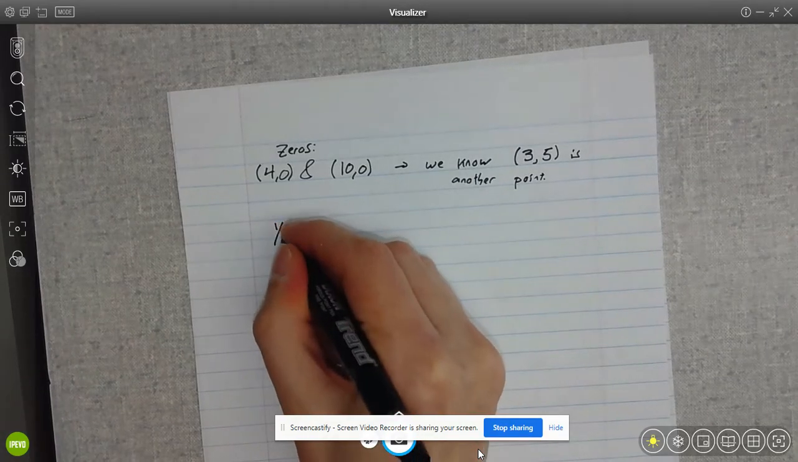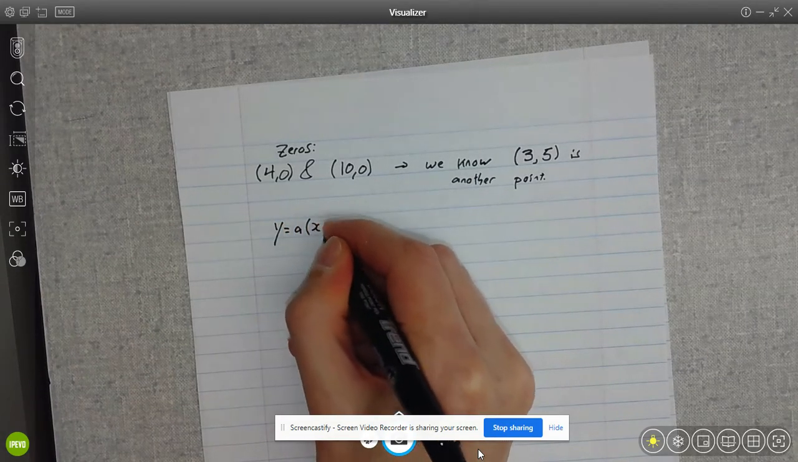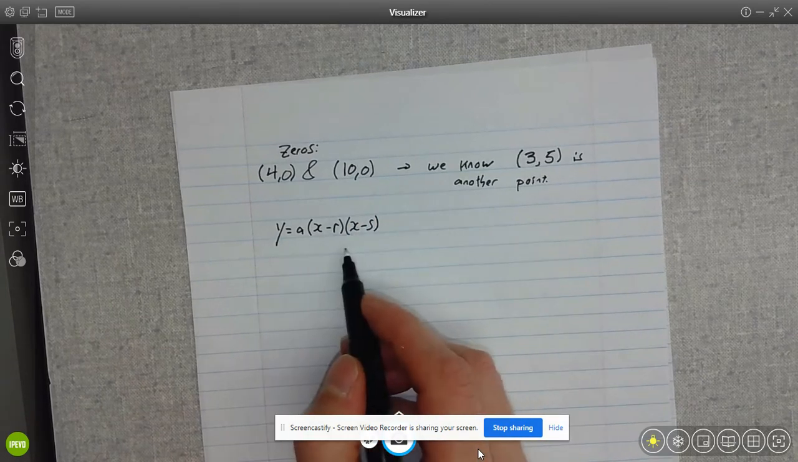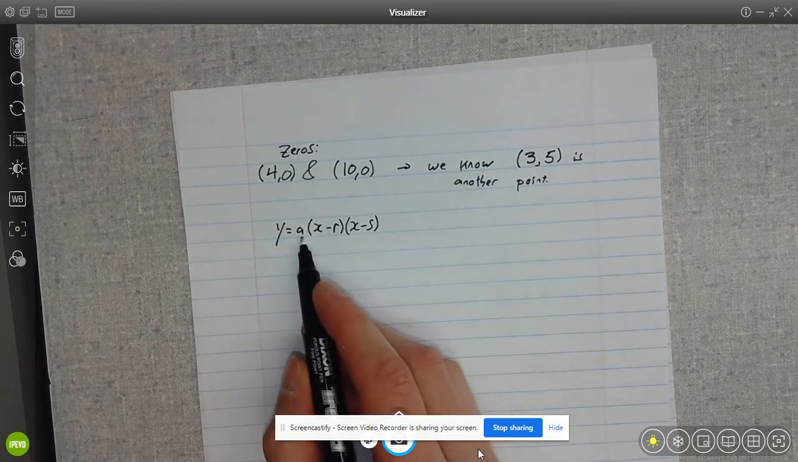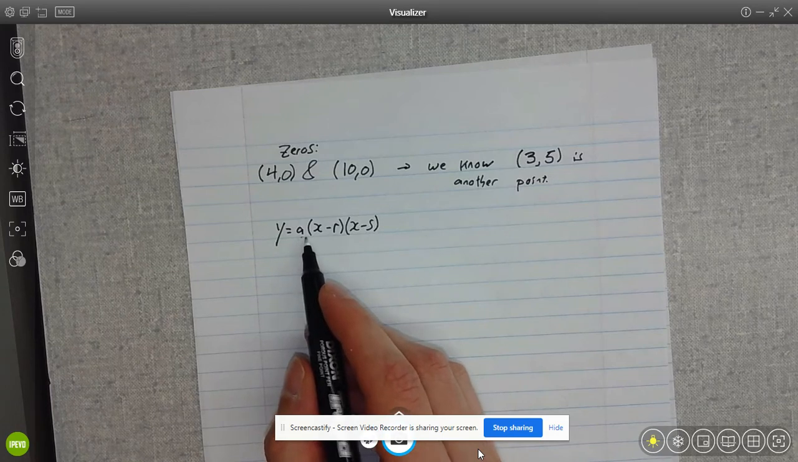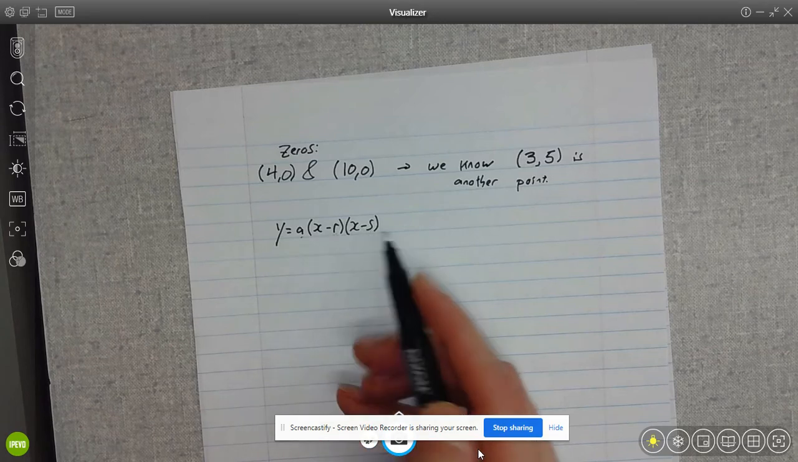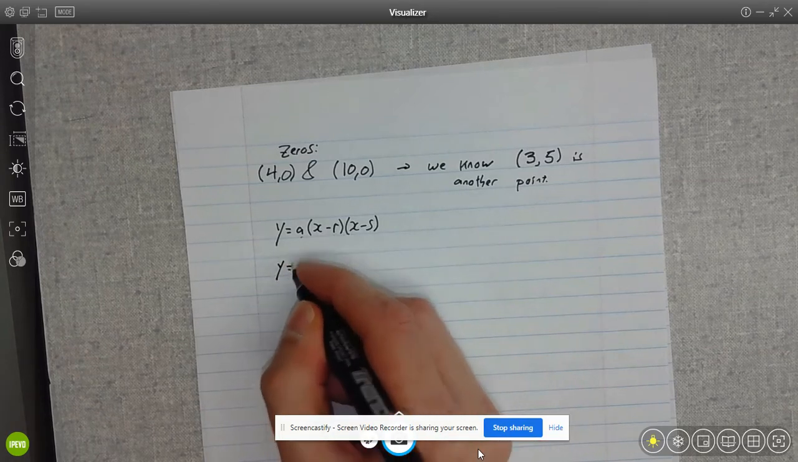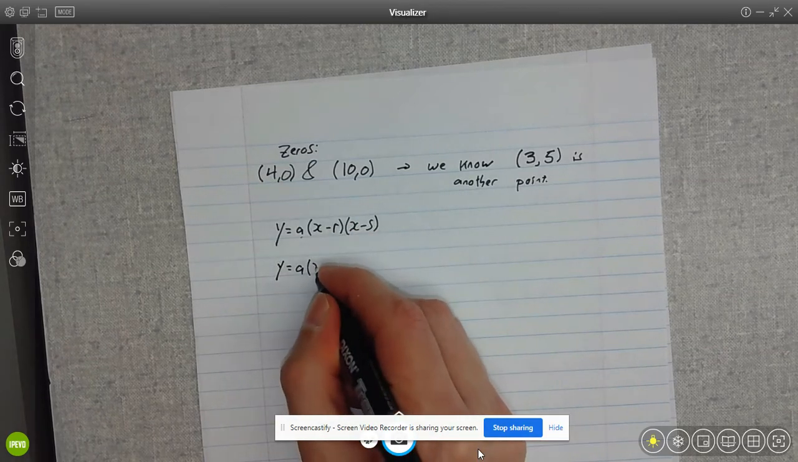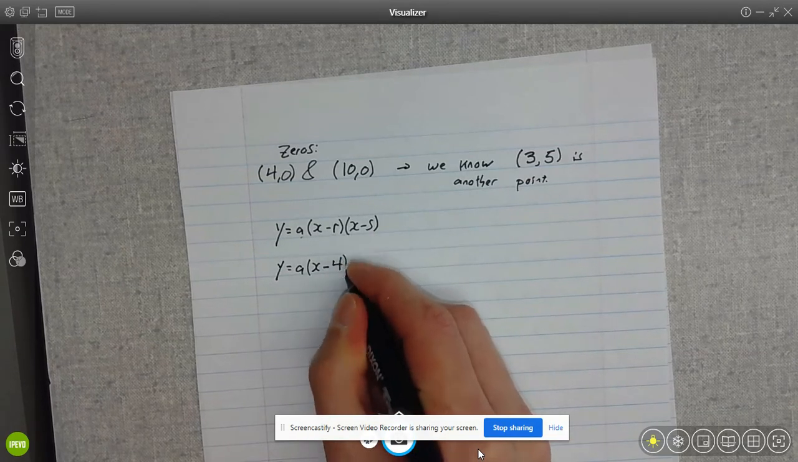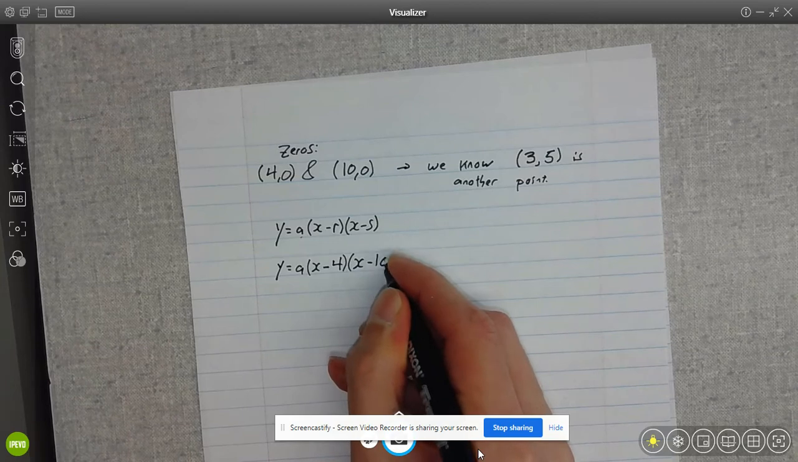So as always, when we're trying to determine an equation, we want to start with our target. We want to find this equation in factored form. In other words, we need to find parameters a, r, and s. Well, if I know the two zeros, those are r and s right away. And again, anytime information is moving in or out of the brackets, we're going to flip the sign. It's x subtract r. We have x minus 4 and x minus 10.